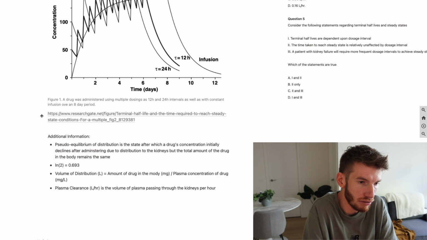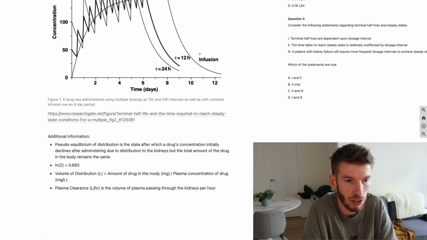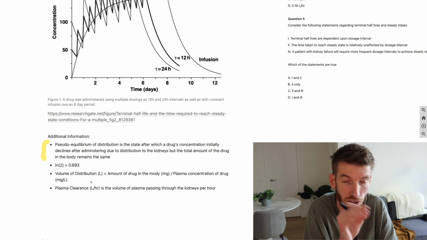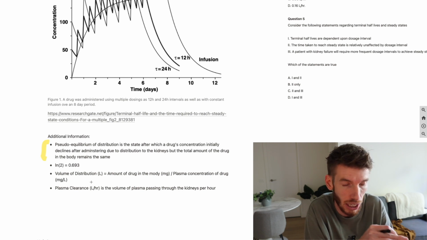And then we've got additional info. So here we go, pseudo-equilibrium of distribution. It's now defining it for us. So is the state after which a drug's concentration initially declines after administering due to distribution to the kidneys, but the total amount of drug in the body remains the same. So that's a lot, that's quite heavy. I'd probably just make note of where that definition is, and anytime I'm going to come back to the pseudo-equilibrium, I'm just going to refer to that if I need to double check.